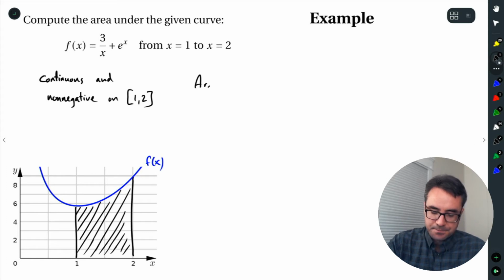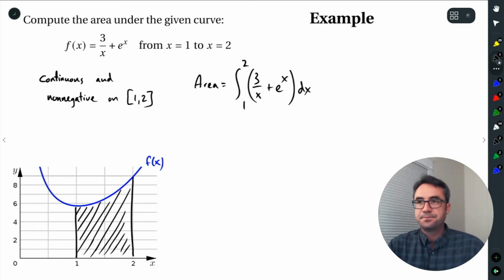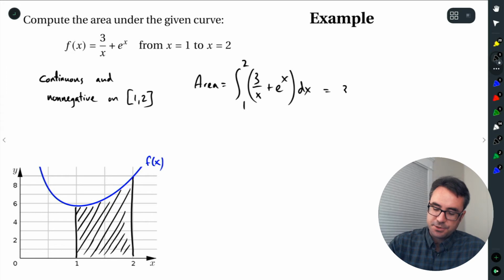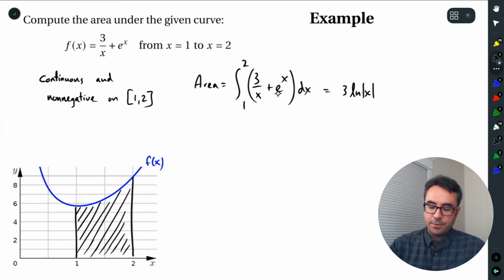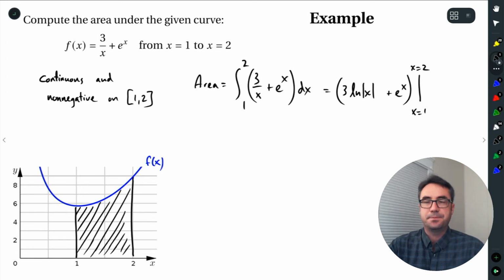All right, so we want to calculate the area. So the area is the definite integral, the integral from 1 to 2 of our function 3 over x plus e to the x. All right, so let's just do this definite integral. What's the antiderivative of 3 over x? Well, that's just 3 times the natural log of absolute value x. And then what's the antiderivative of e to the x? Well, that's just e to the x. And we're going to evaluate this whole thing from x equals 1 to x equals 2.